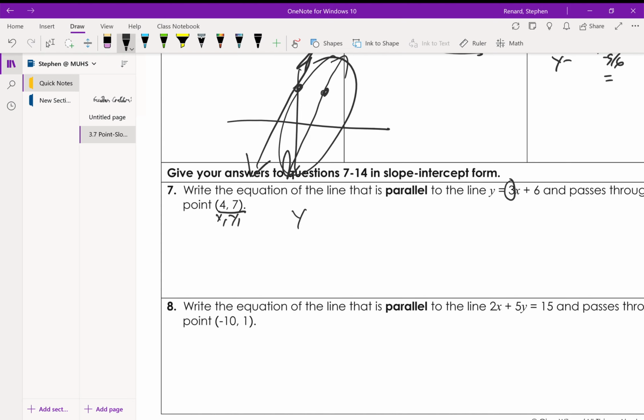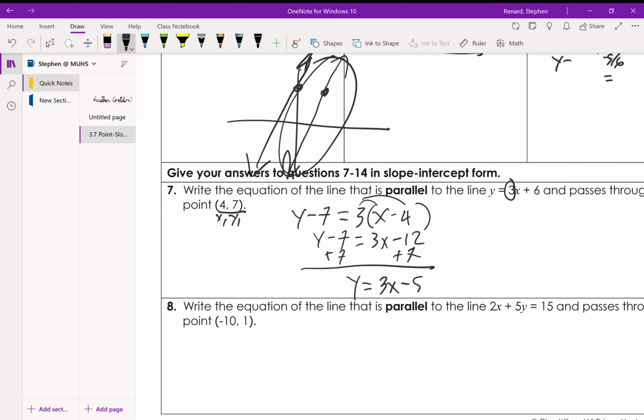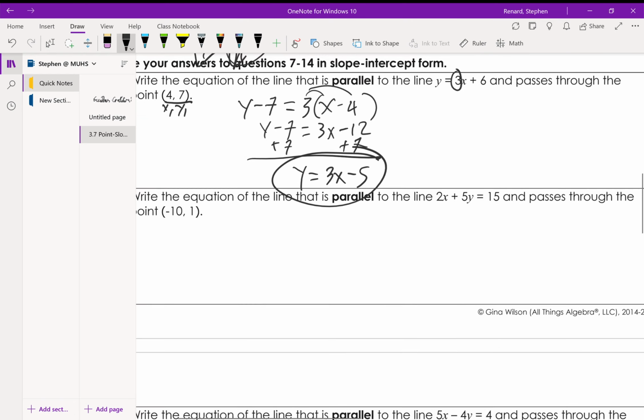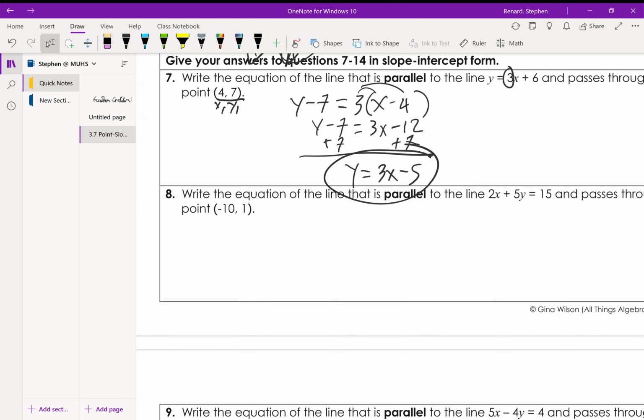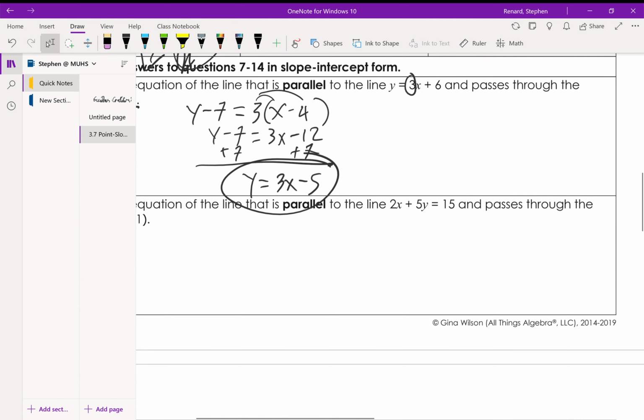So we go y minus 7 equals 3, that's my slope, times x minus 4. We're going to distribute that 3. So we get y minus 7 equals 3x minus 12. We're going to add 7 to both sides. And we end up with y equals 3x minus 5. And there you go. Now, if I were to do this on number 8, this is what it would look like.